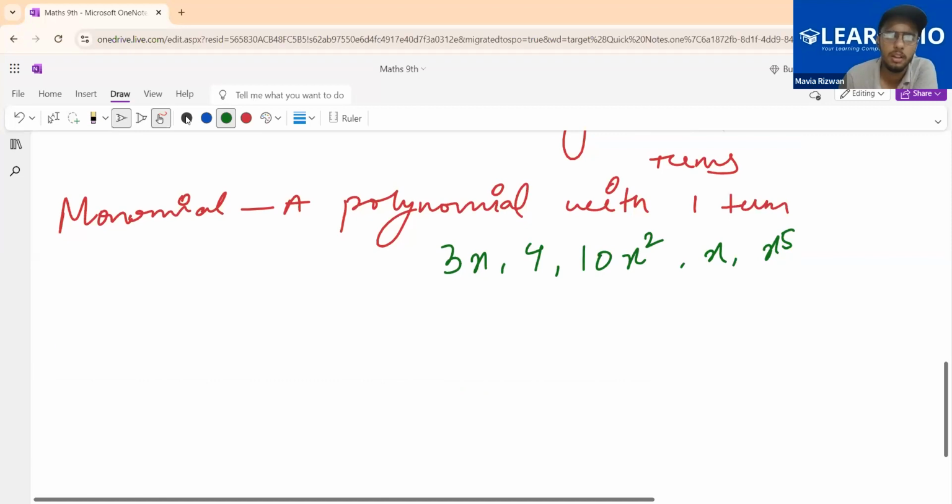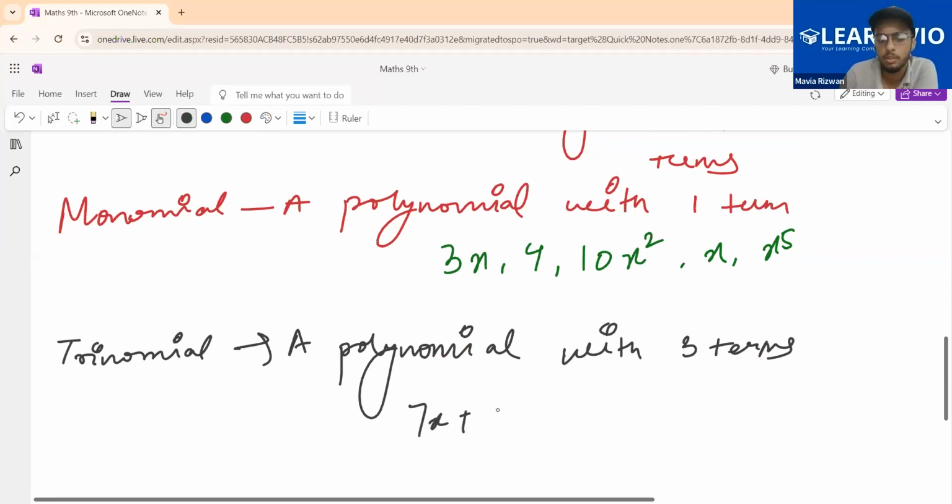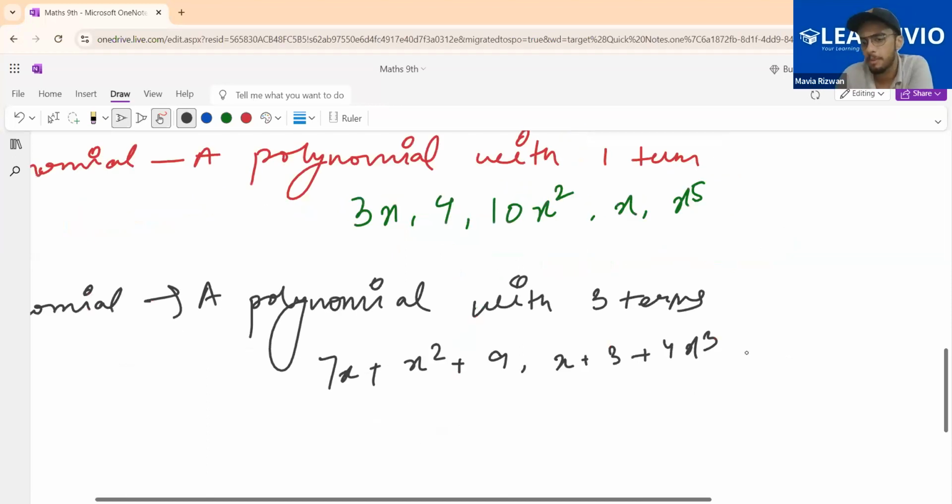Then we have a trinomial, a polynomial with three terms. If I write an example, suppose 7x plus x square plus 9, or x plus 3 plus 4x cube, anything having three terms, even x plus 5 plus z, it is also a trinomial.